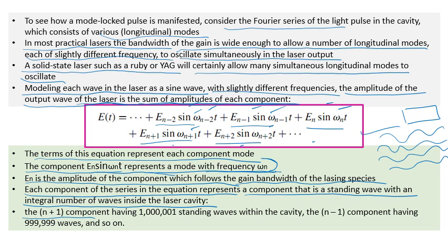Here, n+1 components having this much standing waves. This is in general, for your information. Within the cavity, the n+1 and n-1 components having this much waves and so on. This is repeated in this way. So it's reducing: n-1, n-2, n-3, etc. But the main points are these and these here.